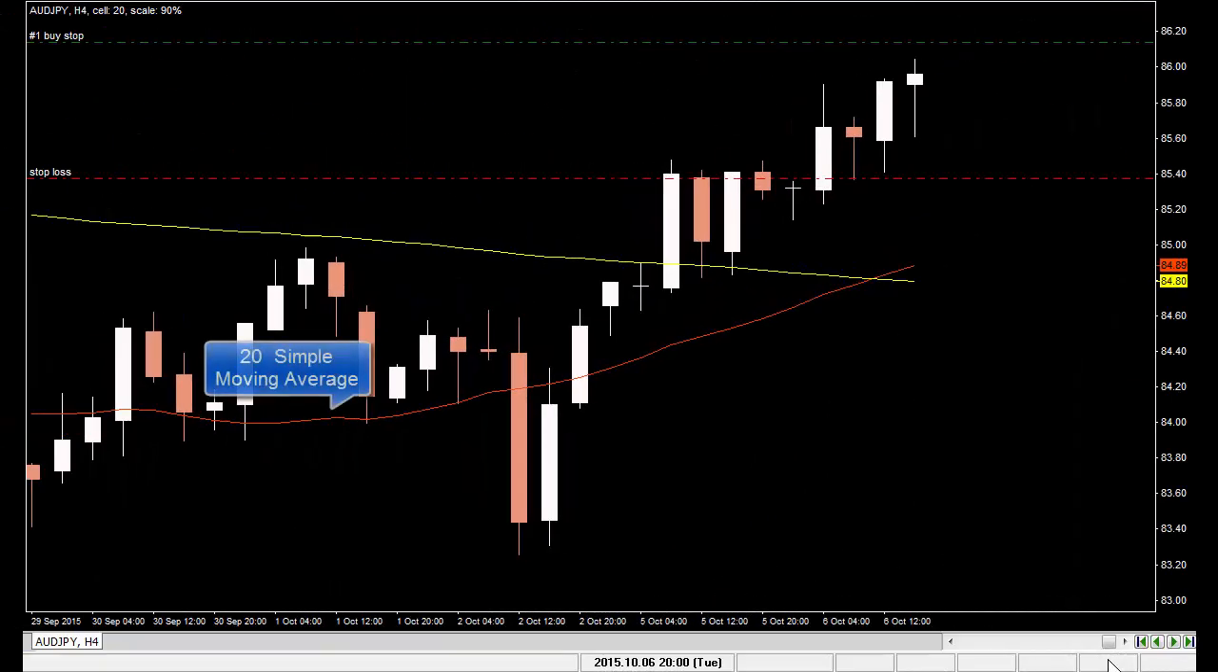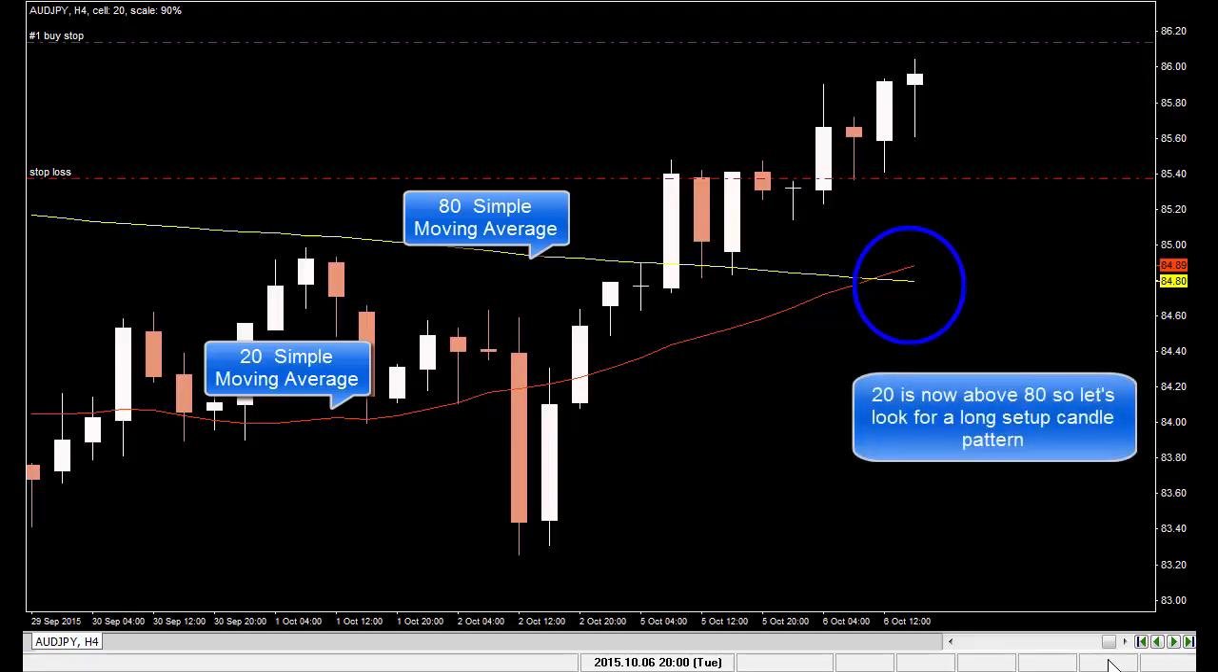In this picture, the red line is the 20 simple moving average, and the yellow line is the 80 simple moving average. Since the red line got above the yellow line, I started looking for signals of upward momentum. A few candles passed and I saw 2 consecutive bullish candles, both close above the red line. The second candle has a higher high, higher low, and higher close when compared to the first candle. So this is a potential buy opportunity.